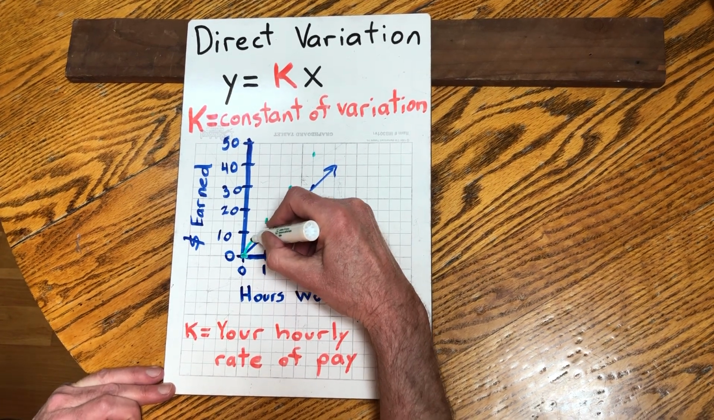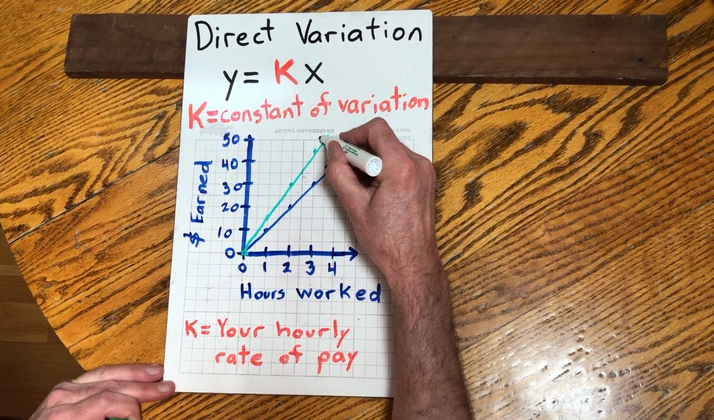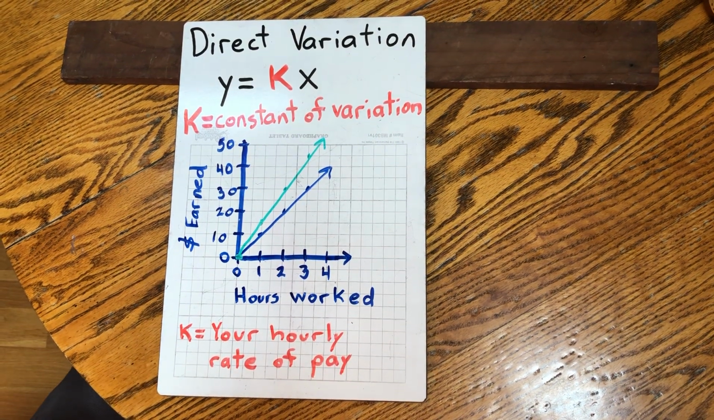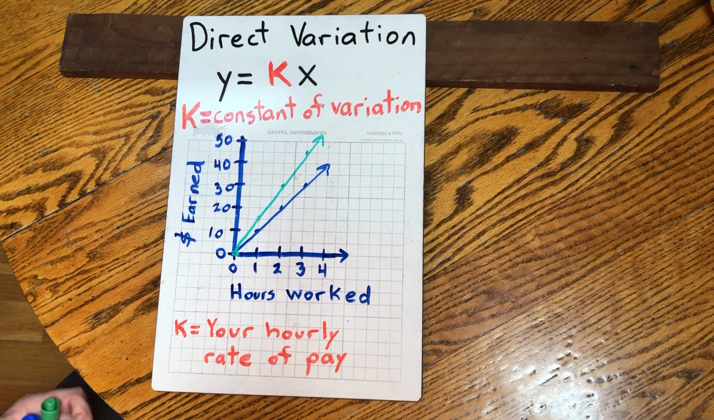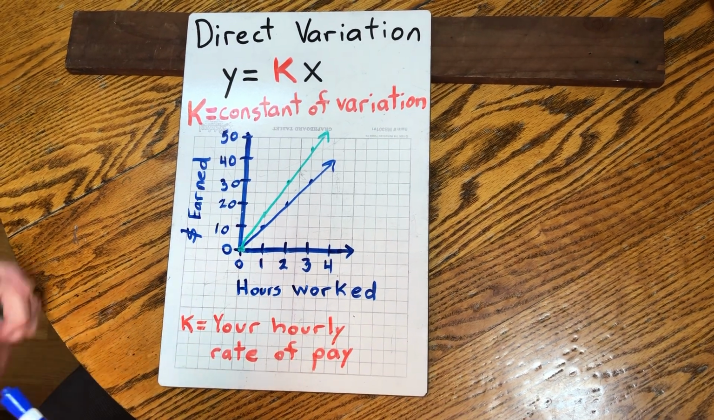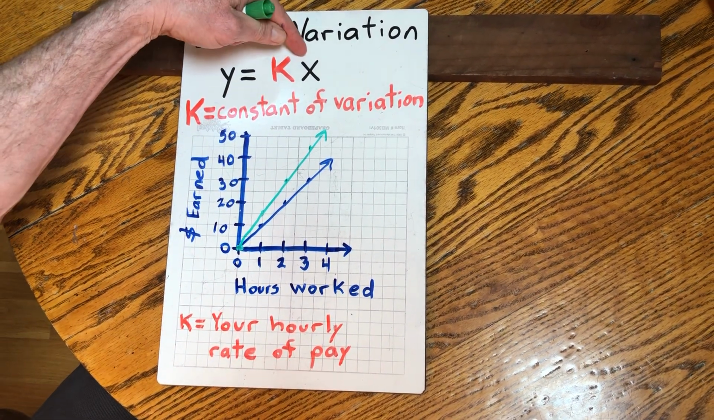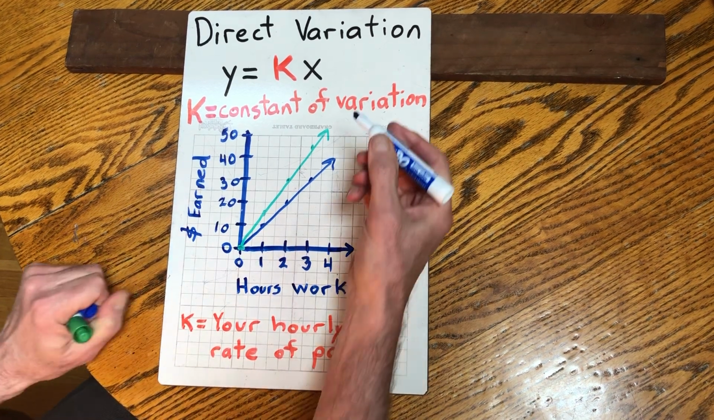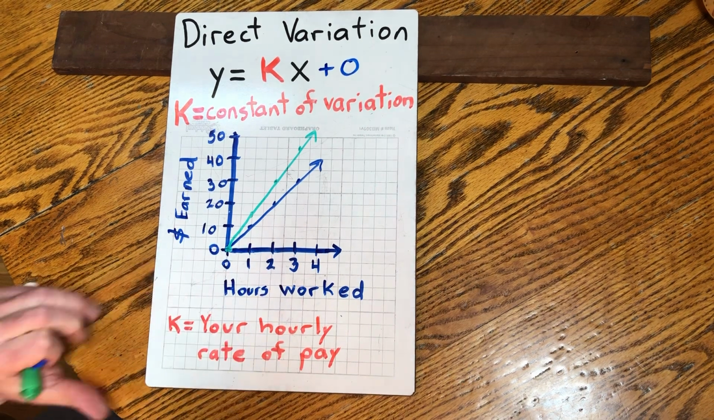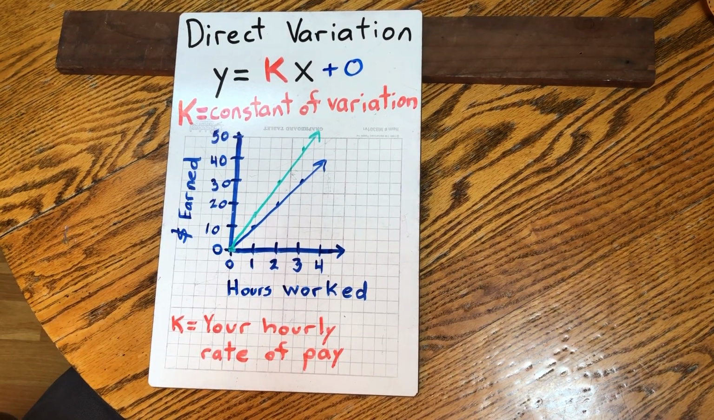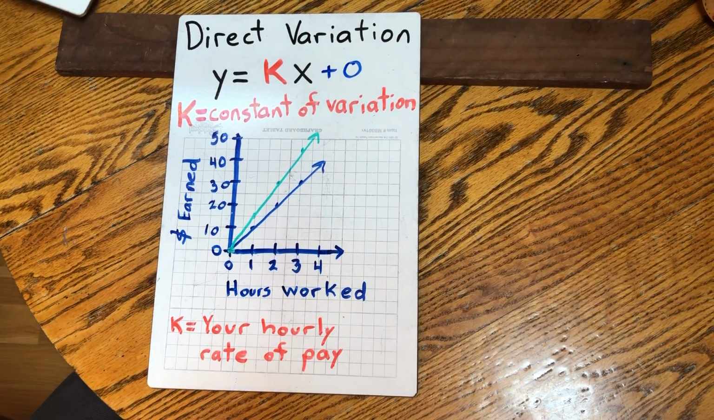You would still have a straight line, but it would be steeper. It would have a greater slope. You've studied slope. It's very much like y equals mx plus b. It's just that we always start at 0, 0 if it's direct variation. All right, well, that's not the only kind of variation.